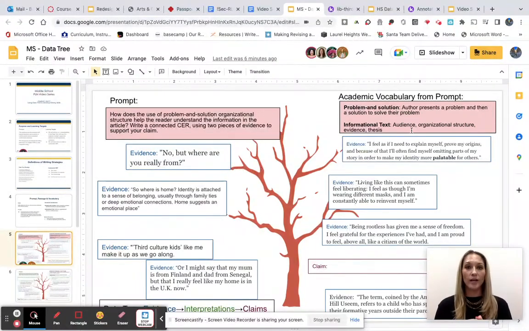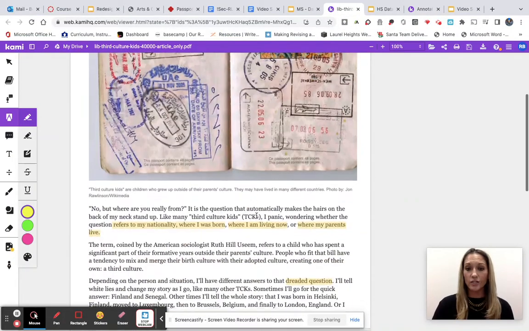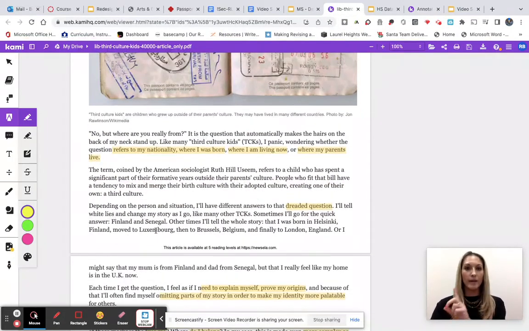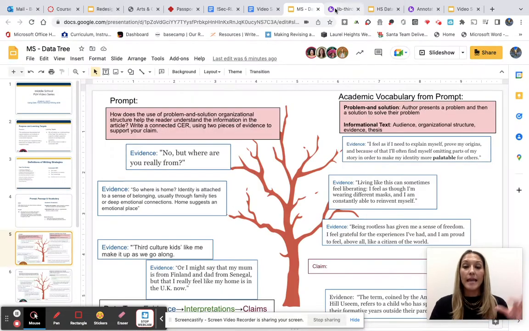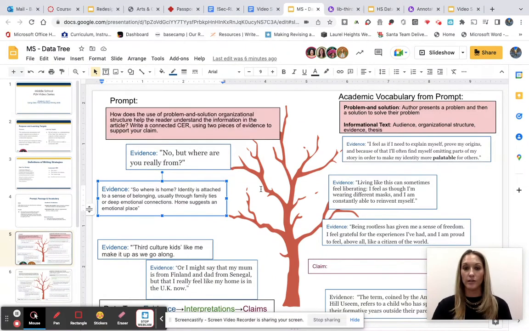So for step one of the data tree, I am simply going back to my annotations that I made. Remember, I highlighted based on the prompt question, and I just pulled pieces of information that I thought would be able to answer that question. And then I'm taking those quotations, that text evidence, and I'm just throwing it into these evidence boxes on my data tree. There's no rhyme or reason to it. I'm not categorizing yet. I'm just putting evidence that I think is going to answer that question. That's step one.